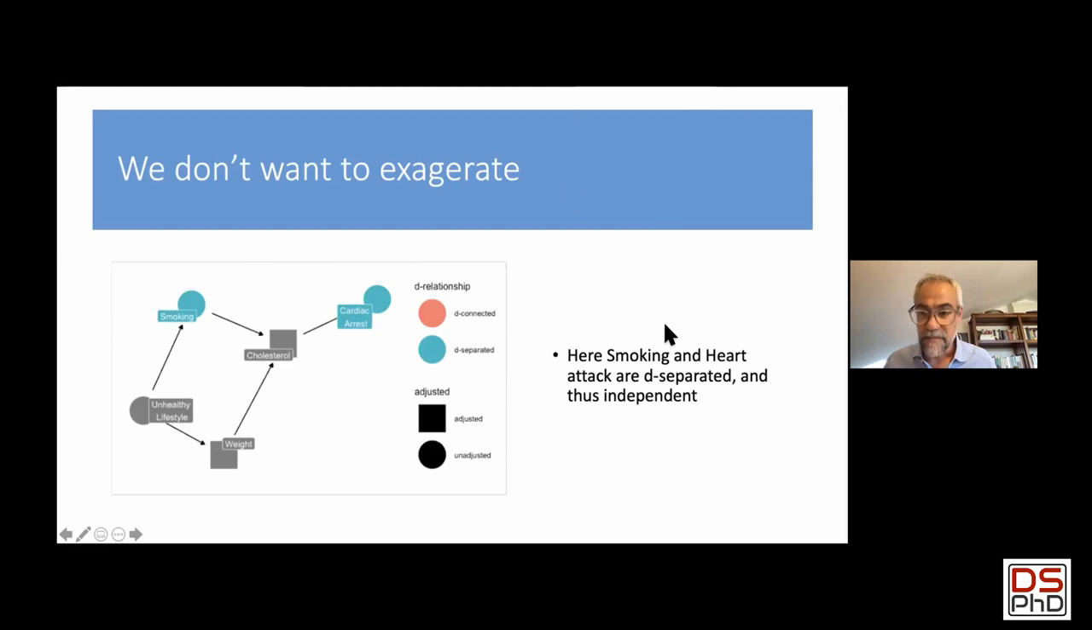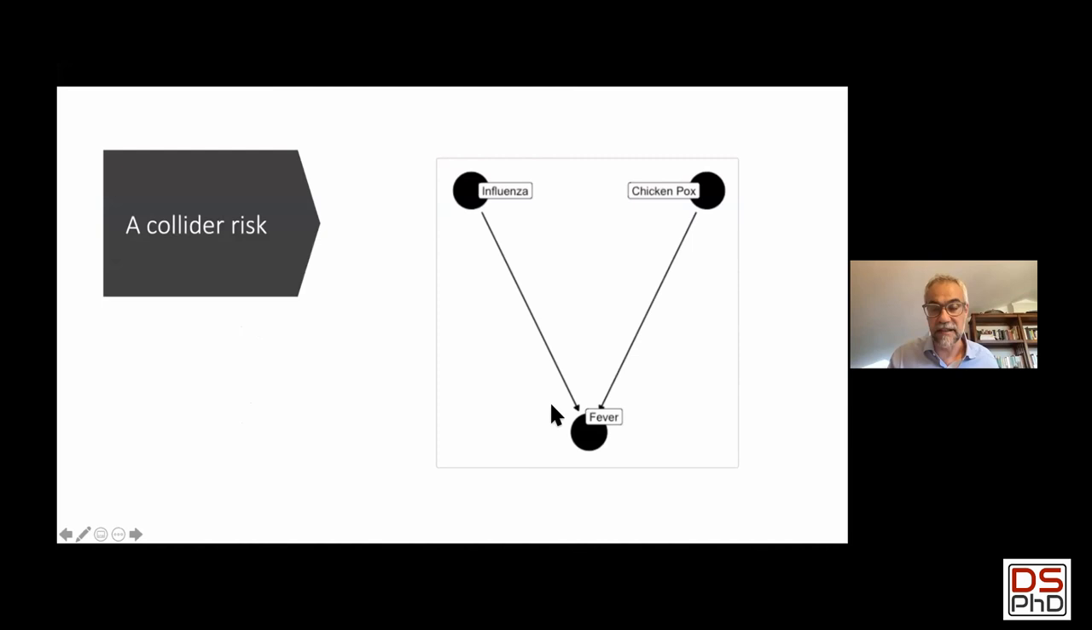Leonardo is correct. They are d-separated, because even the single variable cholesterol, on the chain between smoking and cardiac arrest, is enough. So it would not be a smart thing to condition on all the variables or on some variables, thinking that in this way we can improve our understanding of things. In fact, it's actually the opposite. So, the collider risk.